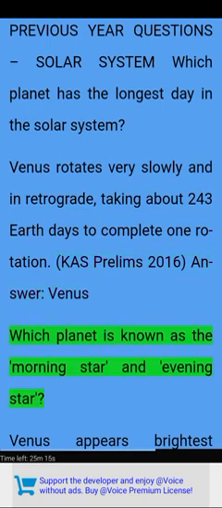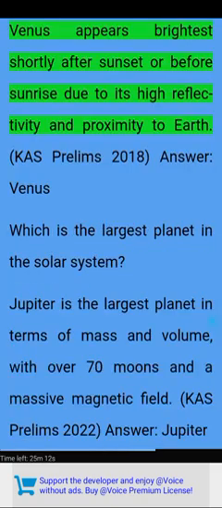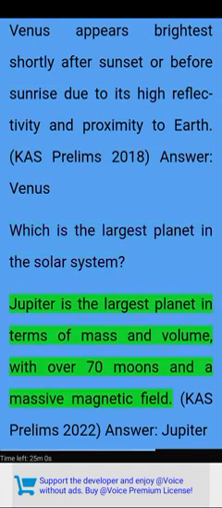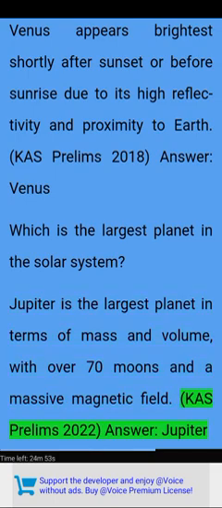Which planet is known as the morning star and evening star? Venus appears brightest shortly after sunset or before sunrise due to its high reflectivity and proximity to Earth. CAS Prelims 2018. Answer: Venus. Which is the largest planet in the solar system? Jupiter is the largest planet in terms of mass and volume, with over 70 moons and a massive magnetic field. CAS Prelims 2022. Answer: Jupiter.